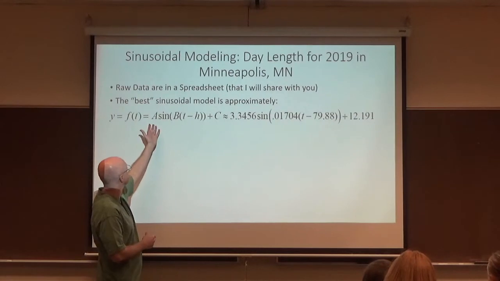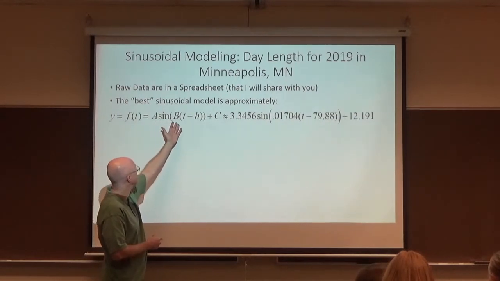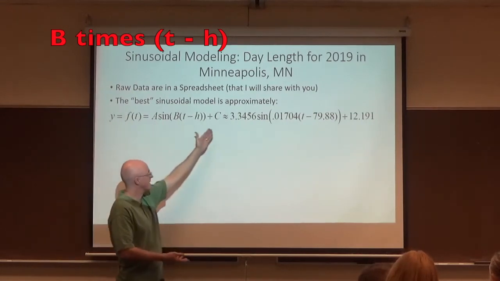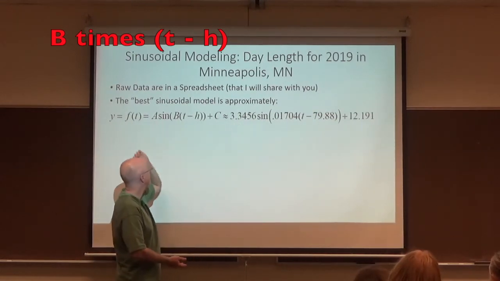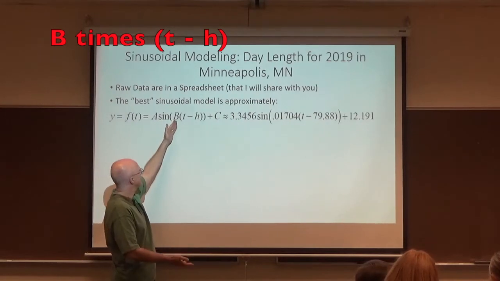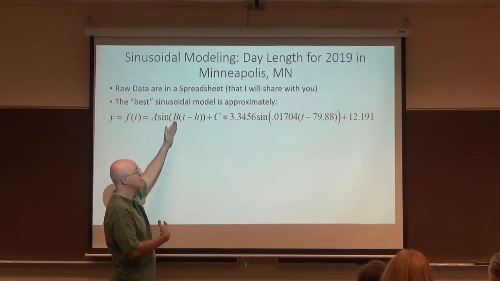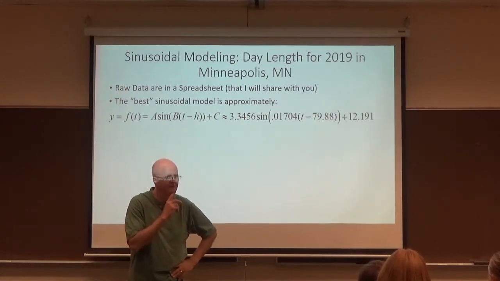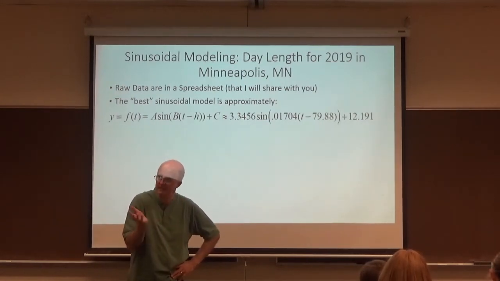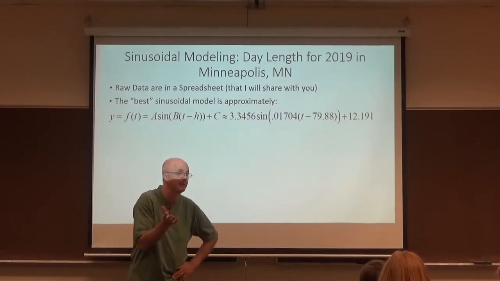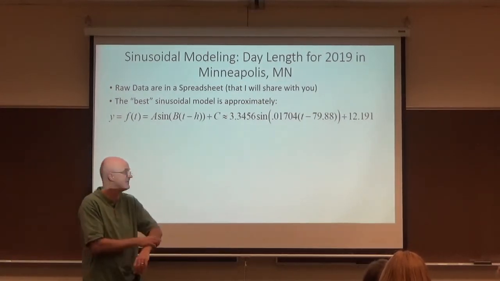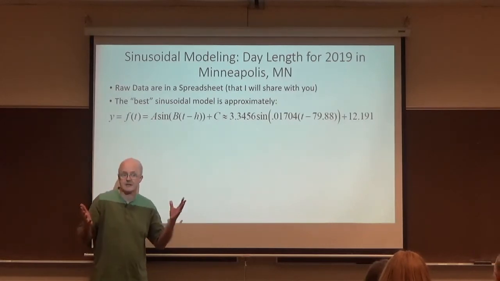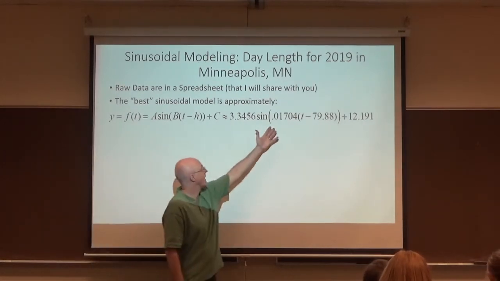Notice the formula in the typical form: a sine of b(t minus h) plus c. The absolute value of a is the amplitude, which is about 3.35. b is related to the period. The period should make sense. The period should be about 365, right? 365 days in a year, or if you include leap years, you might go up to 365.25 days in a year. So b's got to be 2 pi divided by that, approximately. I found it to be about this.